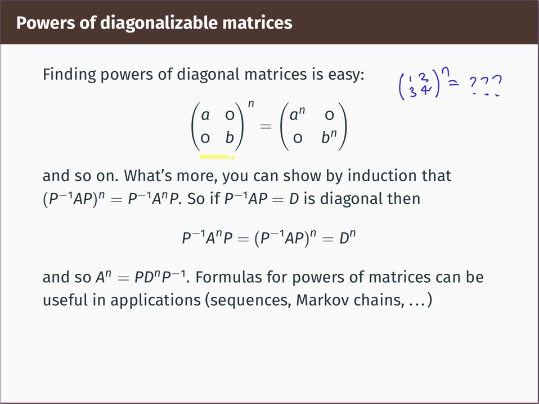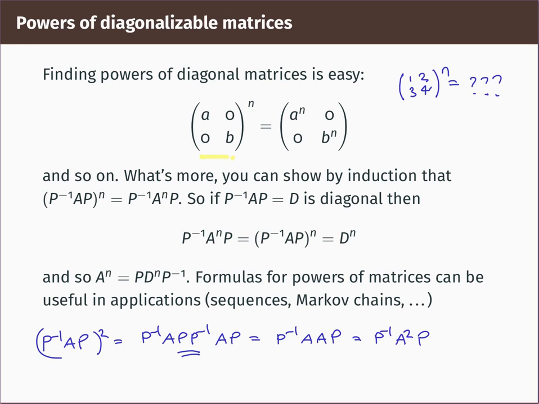So what's more, you can show by induction that if you have P inverse A P to the power n, then that's just equal to P inverse A to the n P. So just to see why that is, if you took P inverse A P squared, well, what happens? I get P inverse A P, P inverse A P, and of course these things in the middle just give you the identity matrix, and multiplying something by the identity matrix doesn't change it. So this is just P inverse A A P, which is P inverse A squared P.